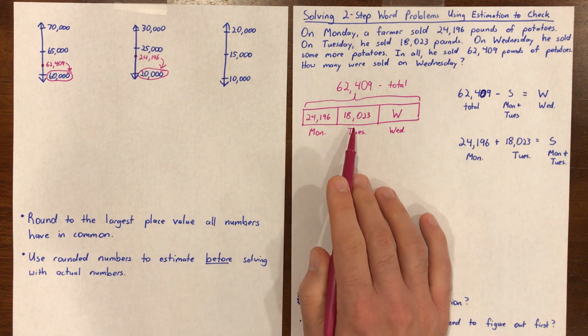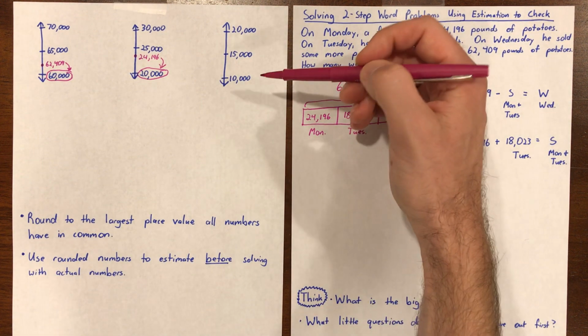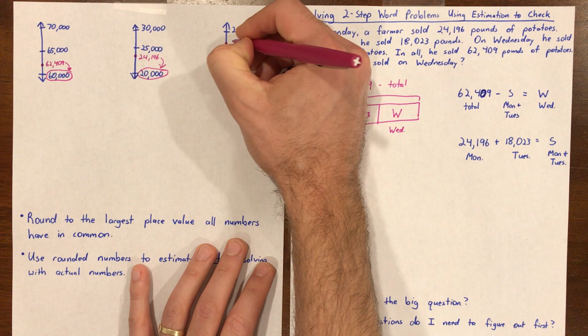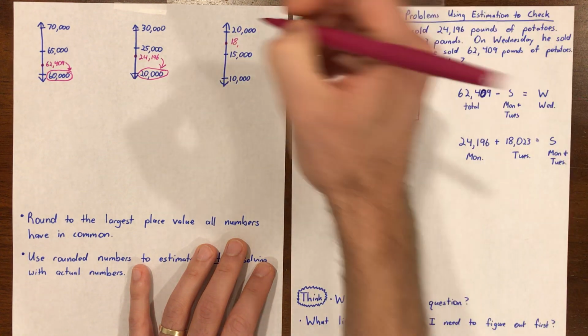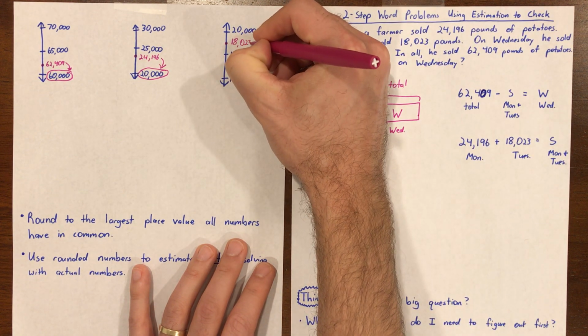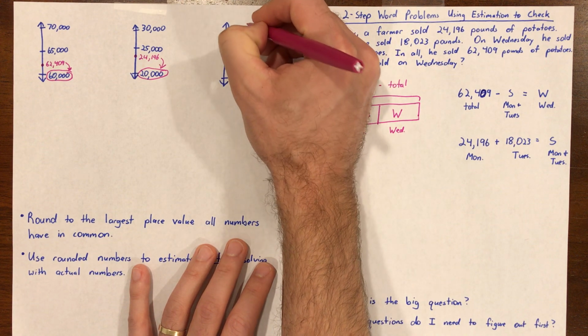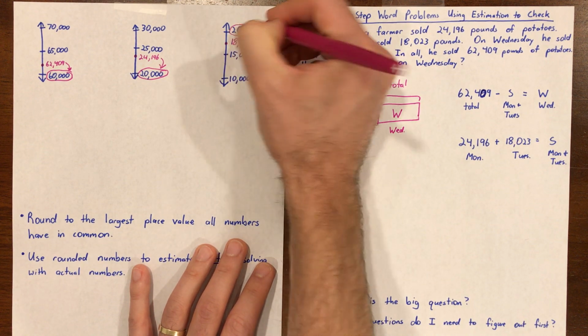And then what about 18,023? Is that going to be closer to 10,000 or 20,000? Say it out loud. Yeah, 20,000. 18,023 would be past the 15,000 halfway mark. Okay, great.